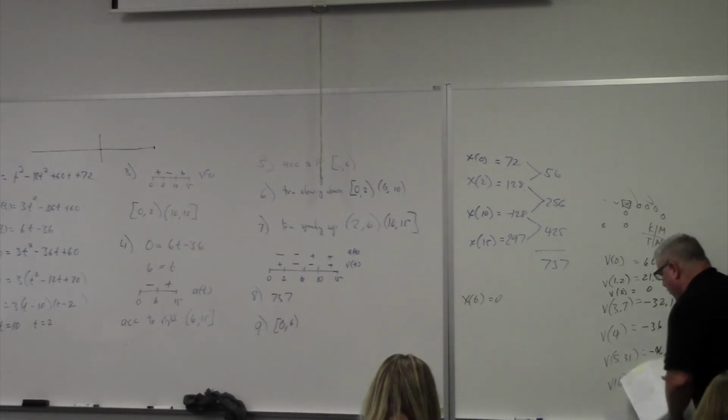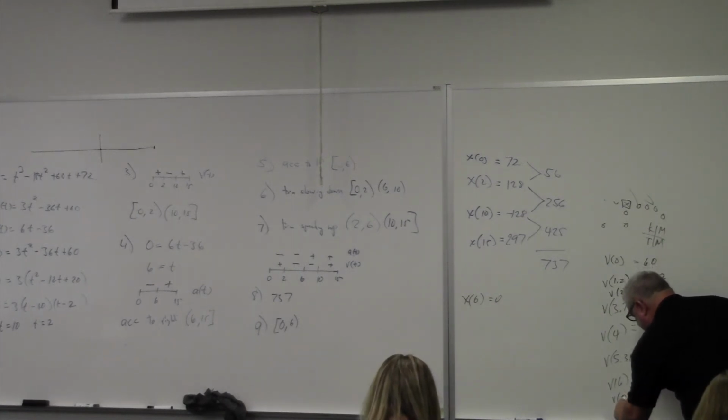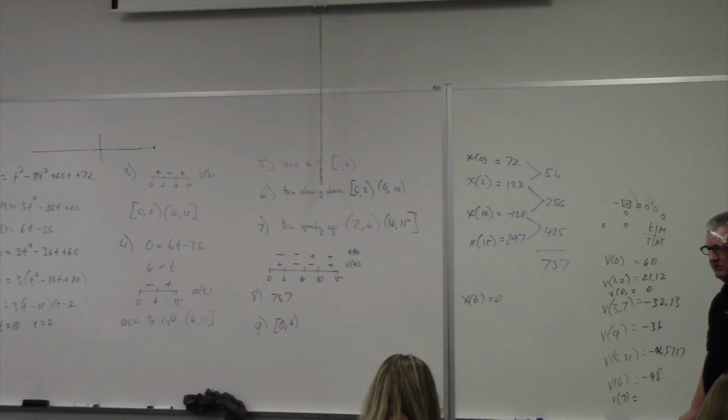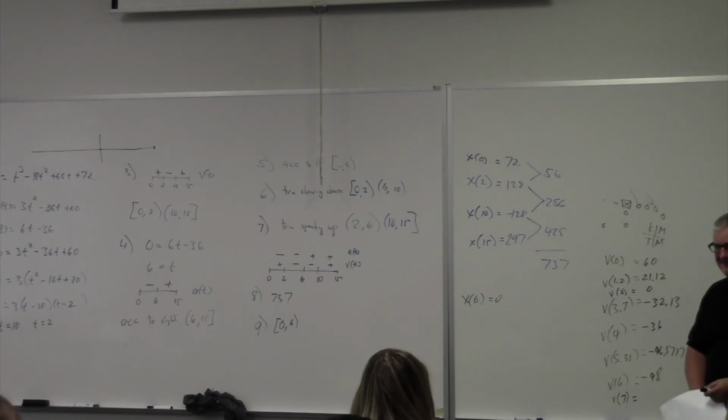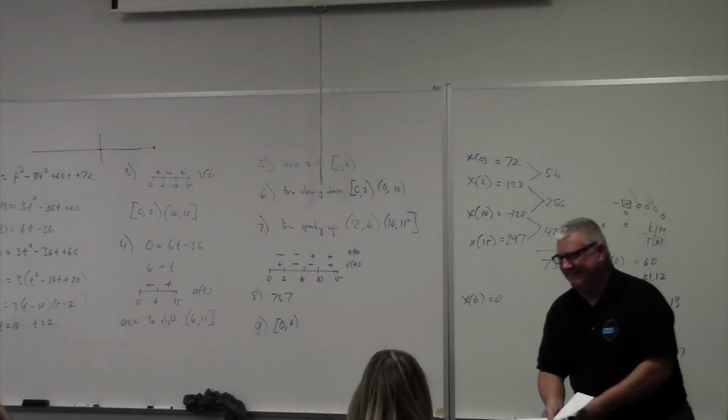Now, let's do one more. How about V of 7? Don't do it yet. I'll tell you this, if V of 7 is not bigger than negative 48, we're going to call the rest of the class off. Okay, let's see. What is it?